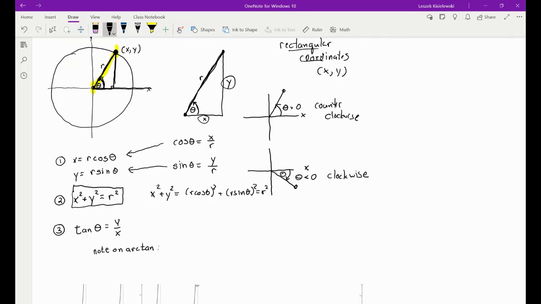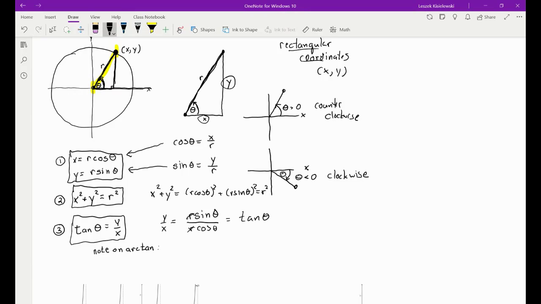So thirdly, we notice that if you take y divided by x and write those in terms of the polar coordinates, we get the relation that the tangent of this angle theta is y divided by x for our point. Okay, so these are three key formulas to know. Of course, they all derive from the first statement.